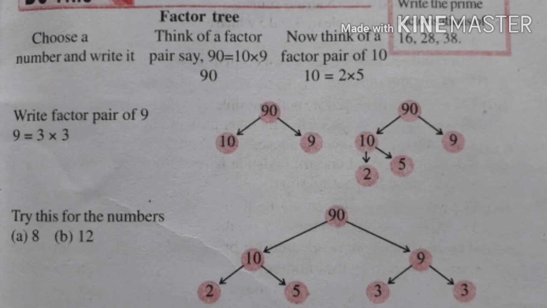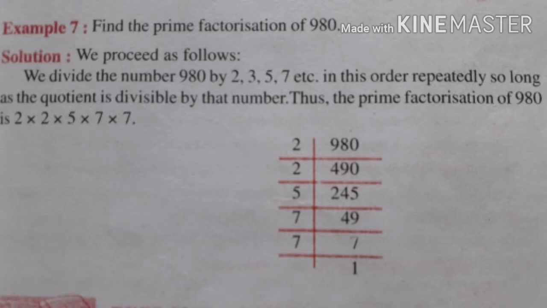Next, one more concept is the factor tree. A factor tree is also written in the form of roots using prime numbers only. Here 90 can be written as 10 into 9. 10 and 9 are again composite numbers. 10 can be written as 2 into 5 and 9 can be written as 3 into 3.